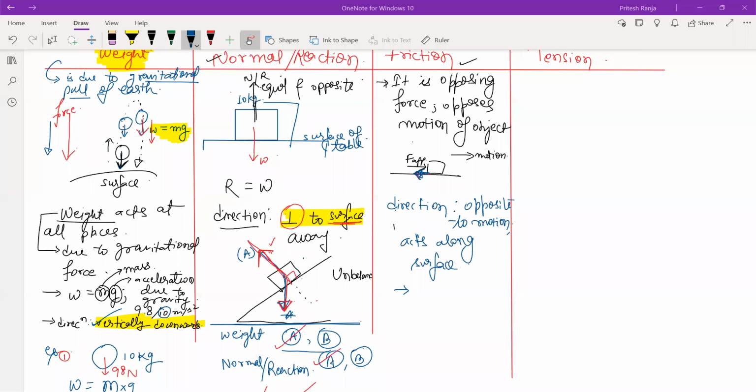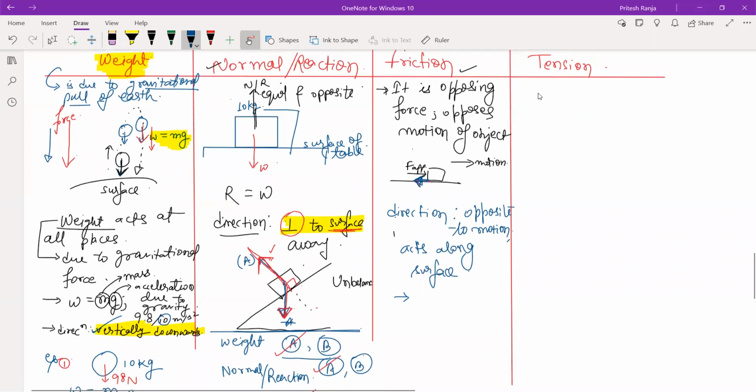Let us see the last force, that is tension. Let us suppose there is a rope to which an object is attached. This object, let us suppose it is hanging. So what all forces are acting on the object? Definitely you all will say weight is acting in the downward direction. Now if this object is hanging, it is stationary at this point. So there must also be an opposite force which should act along the string. And this is what we call tension.